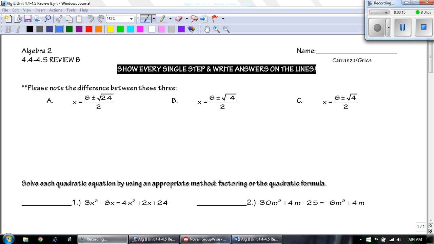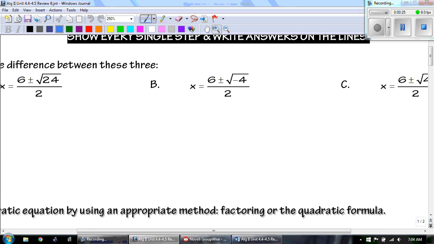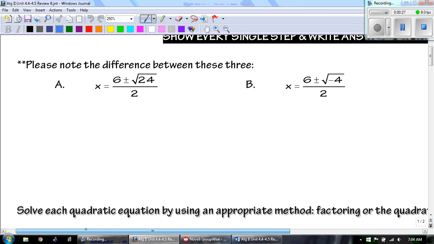Okay, so please note the difference between these three. Before we get started, we have three different little problems to review and solve. So A, we have 6 plus or minus the square root of 24 divided by 2.